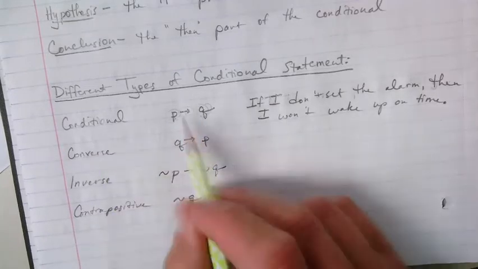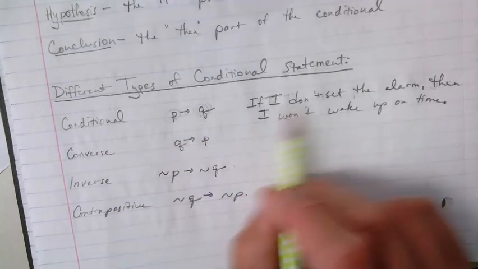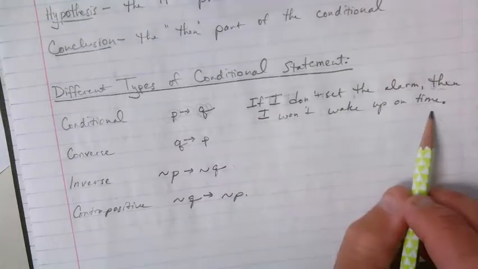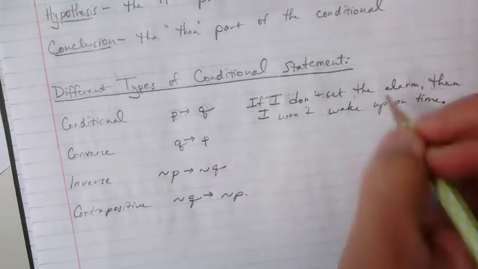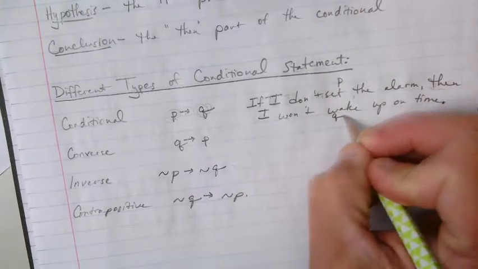But a conditional, I wrote one out here. If I don't set the alarm, then I won't wake up on time. Okay? So that would be P implies Q. The P is the first part. It'd be the hypothesis in this case. And the Q would be the conclusion.